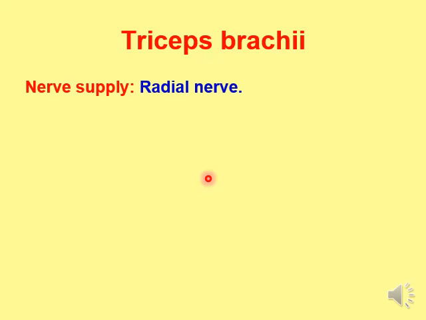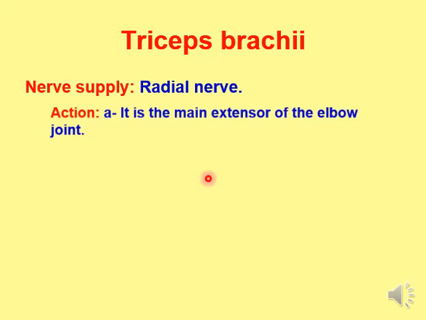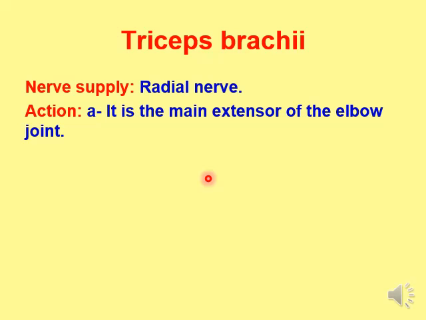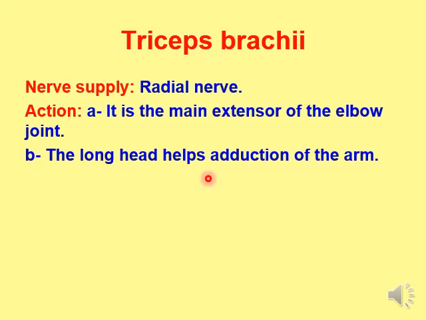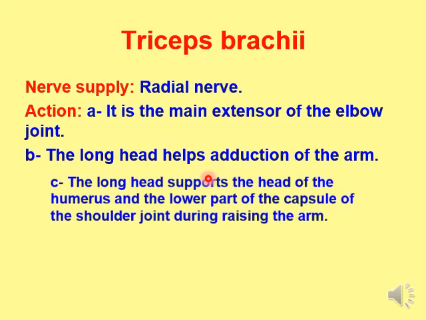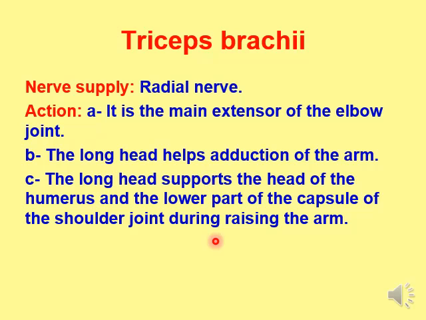Nerve supply: it is supplied by the radial nerve. Its action: it is the main extensor of the elbow joint. The long head also helps in adduction of the arm. The long head also supports the head of the humerus and the lower part of the capsule of the shoulder joint during raising the arm.